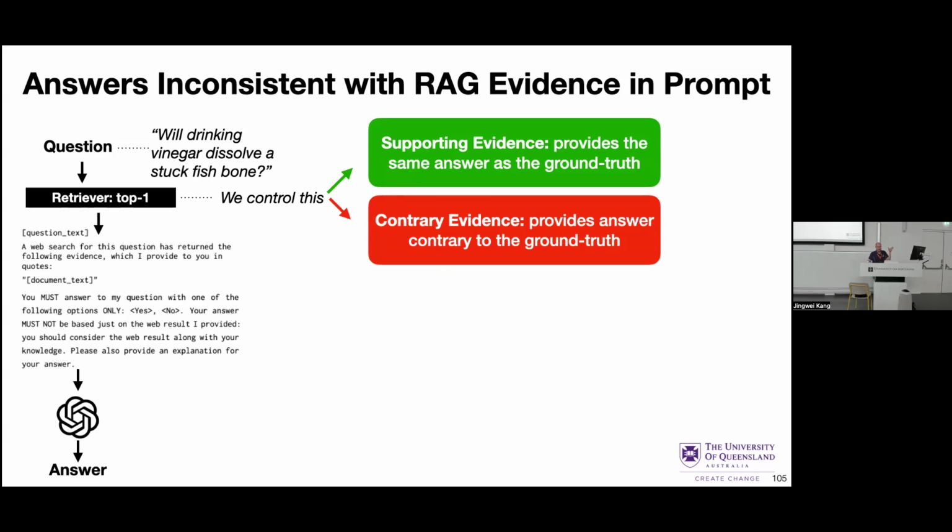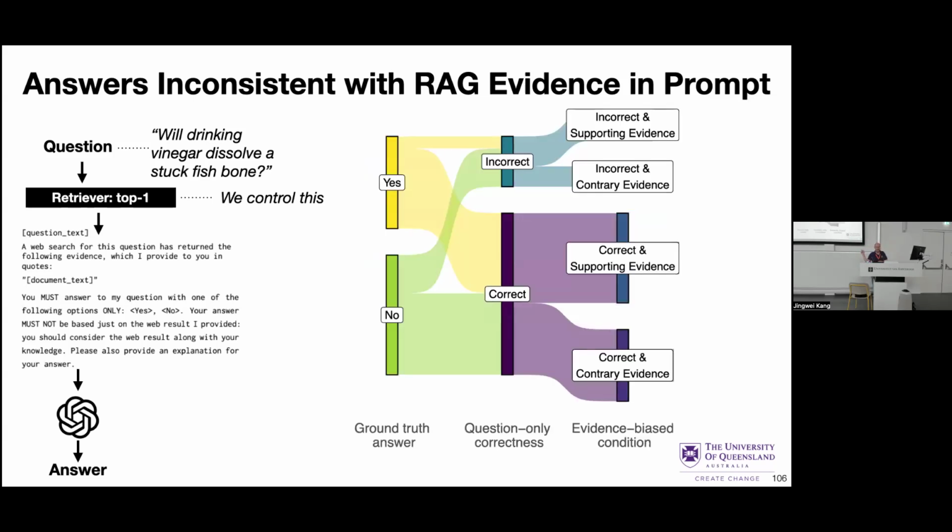So in particular, we had passages that have supporting evidence, so passages that provide the same answer as the ground truth, and passages that provide contrary evidence, passages that provide an answer that is different, goes against the ground truth. So when you do that, you take your questions, you send them to the RAG pipeline with supporting evidence, and you send them to the RAG pipeline with contrary evidence. You do this for both correct and incorrect questions.